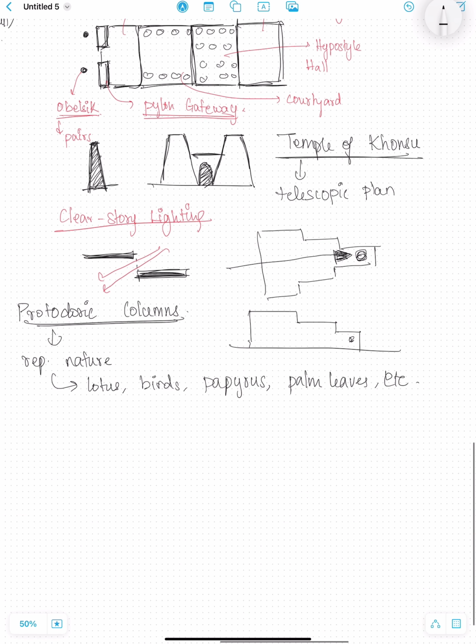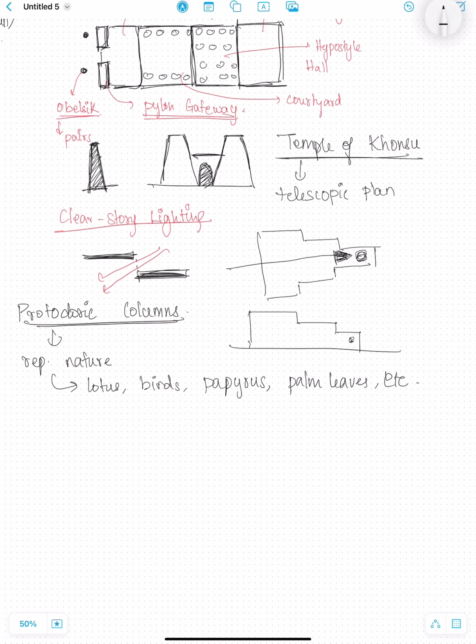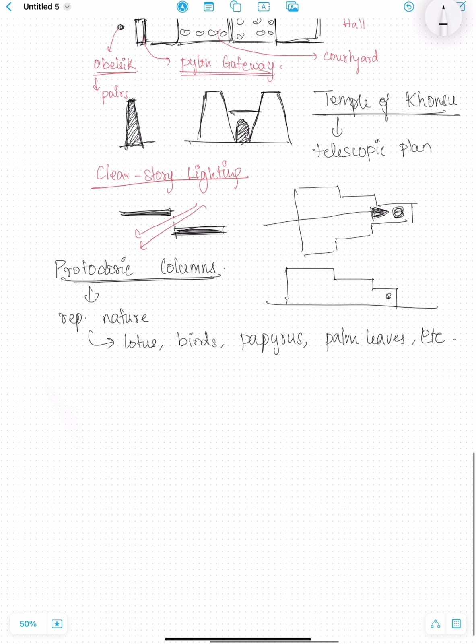And another thing that I would like to mention is two terms. One is kahun, which means enclosed court, and necropolis. Necro means dead, polis means city. So necropolis is the city of the dead.